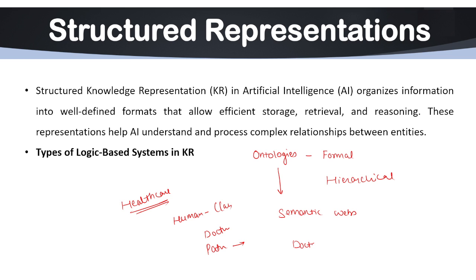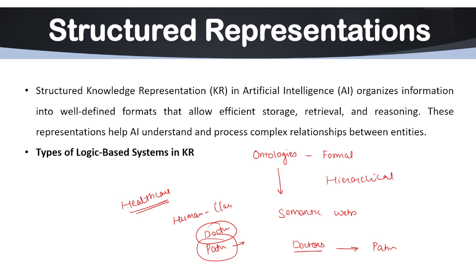Clear? But how does it work? It works like doctors treat the patients. That means one subclass treats another subclass. One subclass is depending on another subclass. So the strength of using ontologies in AI is that it supports inference and systematic reasoning. And the weaknesses of using ontologies in AI include that it is complex to create and very hard to maintain. All right, everyone. So these are the types of structured representation.